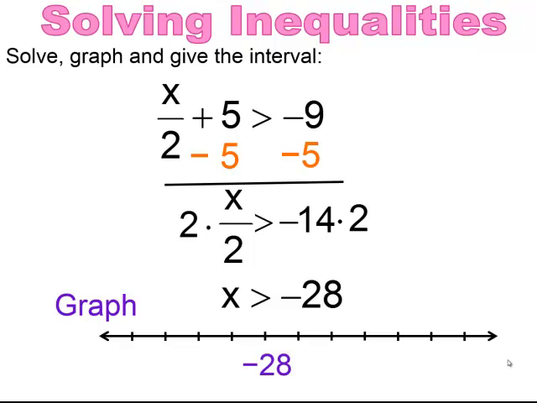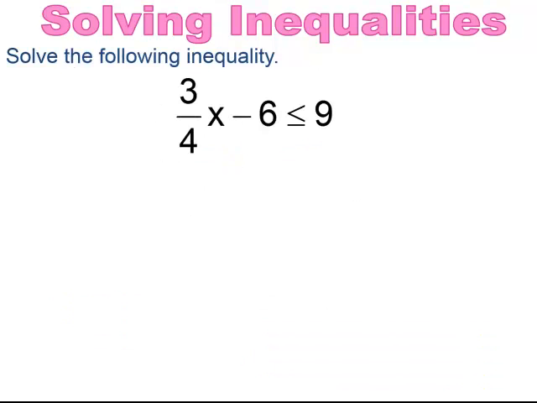I'm going to have an open parentheses at negative 28, and I'm going to be shading to the right. And then the interval notation will be a parentheses, negative 28 going off to positive infinity. Make sure you use parentheses on the end, not a bracket. Pause and try.